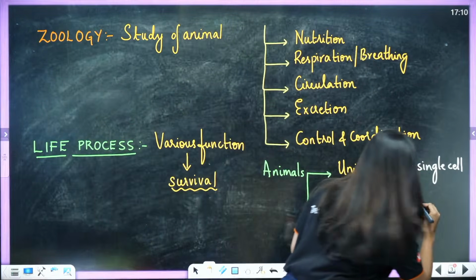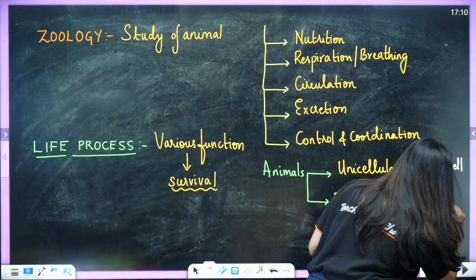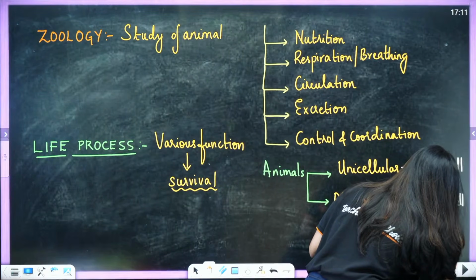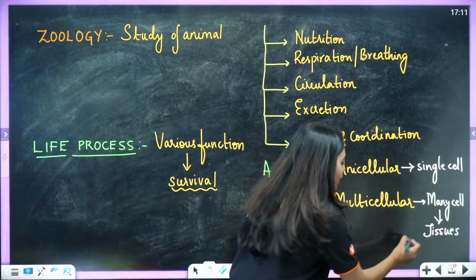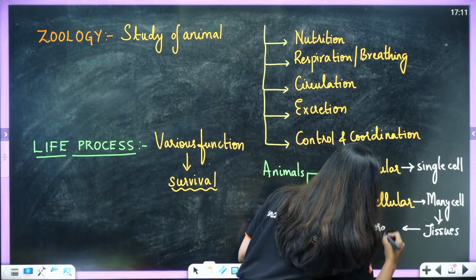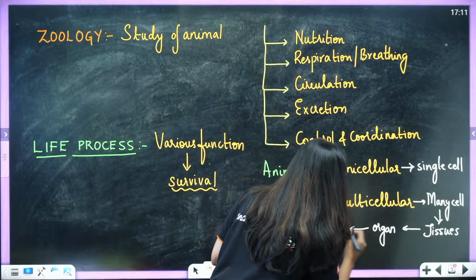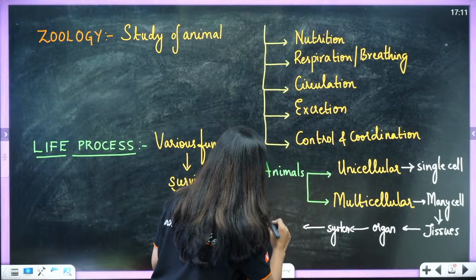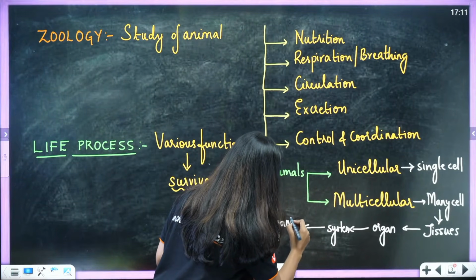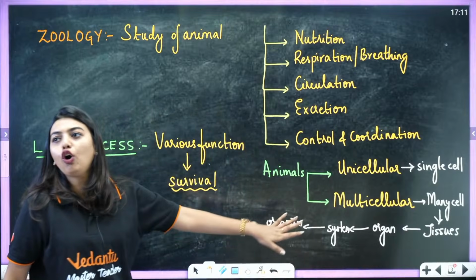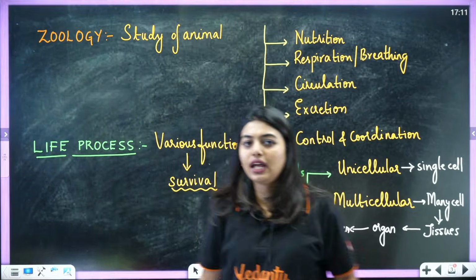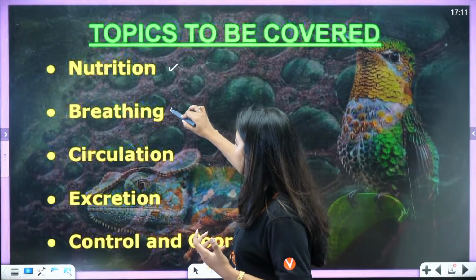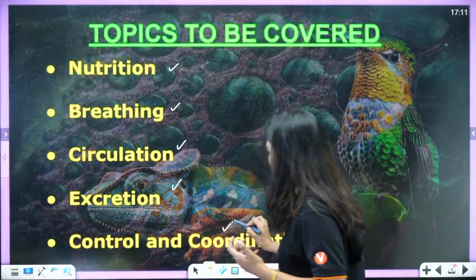So here, many cells aggregate to form tissues. From tissues, finally we see an organ system, and then an organism, right? This is how the flow happens. Now, if I have to teach you each part of it, what will I teach you? I'll teach you nutrition, breathing, circulation, excretion, control and coordination.